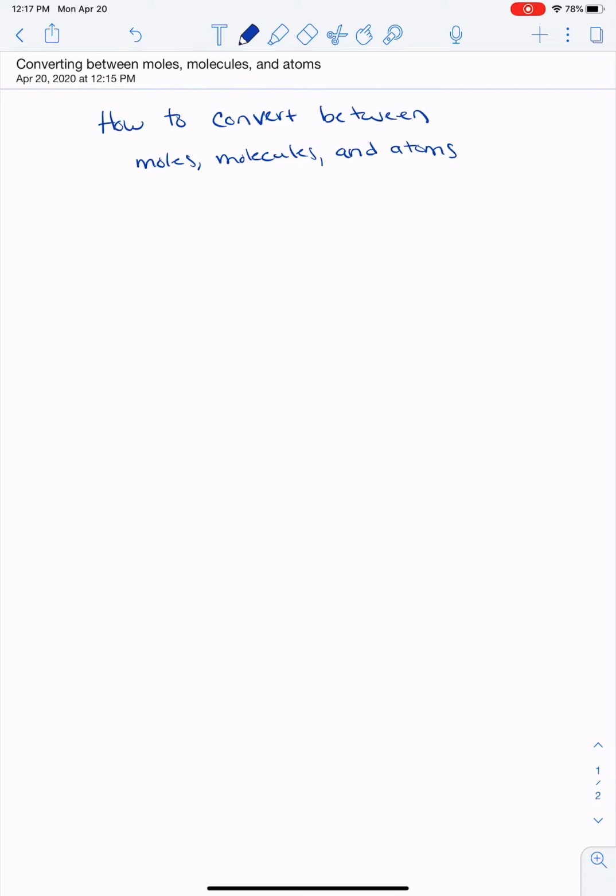Hi everybody, in this video I'm going to show some examples of how to convert between moles, molecules, and atoms. This is something we learned earlier in the year, but it is in this Apex section, so you might have forgotten, so we're going to go over it together.